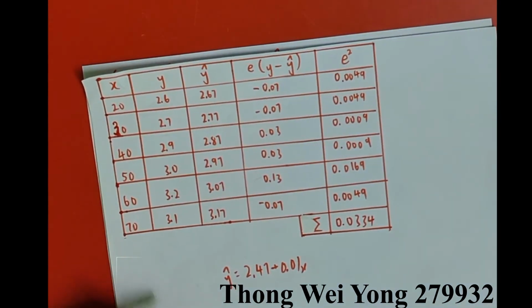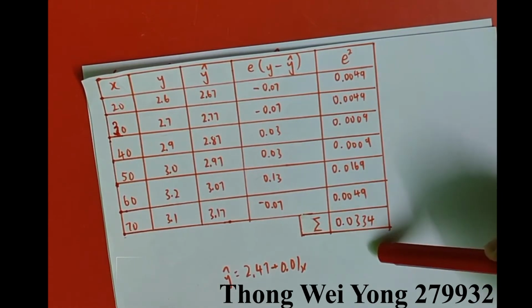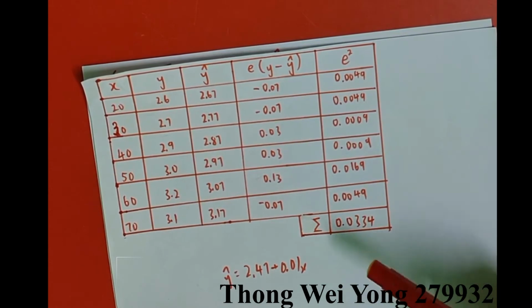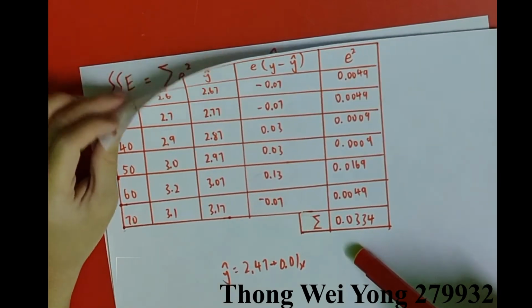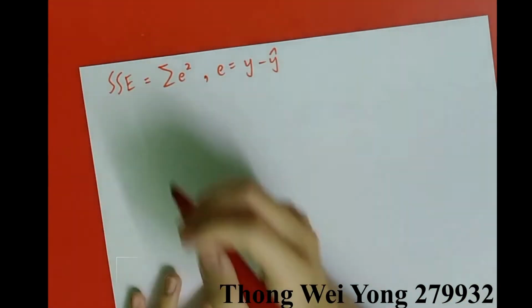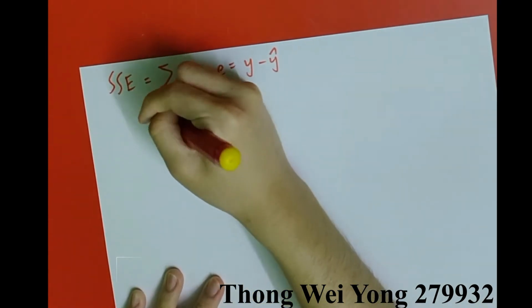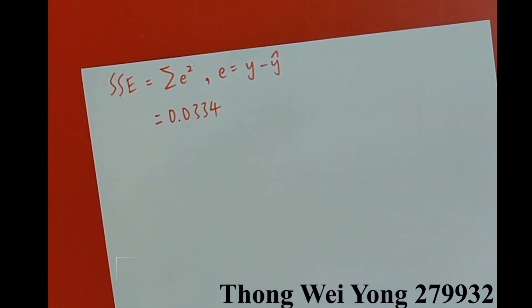After you find the value of e, you need to find the value of e squared for each row, where e squared is just e to the power of 2. After you find all the values of e squared, you need to sum them up to find the sum of e squared, and that will be the value of your SSE. So from the table, we know that the sum of e squared is equal to 0.0334. So the value of SSE for the data in the case study is SSE equal to 0.0334. And that's all from me today.